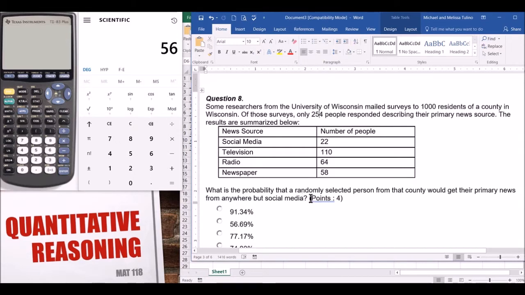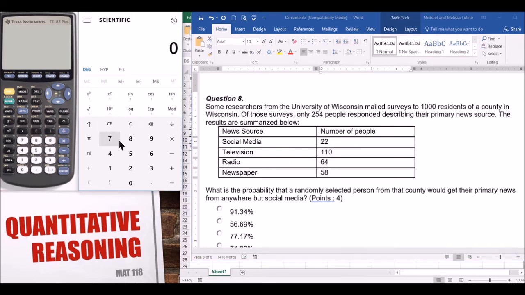What's the probability that a randomly selected person from that county would get their primary news source anywhere but social media? So we're looking at these three, not including the 22. Or again, we could have done 1 minus the social media. Let's do both just to show that they come out the same. 110 plus 64 plus 58 divided by the 254 is approximately 0.934.